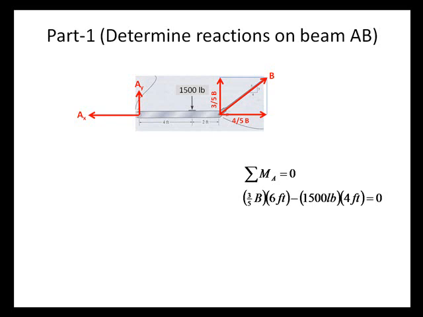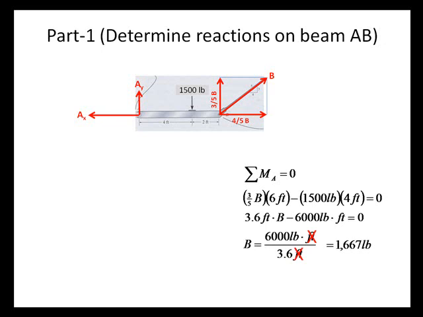Well, if I'm going to do algebra on this equation, the first thing that I will do is collapse anything into one single number that I can. For instance, notice I took the 3/5 and the 6 and collapsed it into one decimal, 3.6. Also notice that I took the 1,500 pounds and multiplied it by 4 to collapse it into a single number. And also notice that I'm still carrying my units. Now the algebra is much easier. I'll simply take 6,000 divided by 3.6, and again carrying the units, I notice that feet cancel, and I'm left with 1,667 pounds. That's force B.